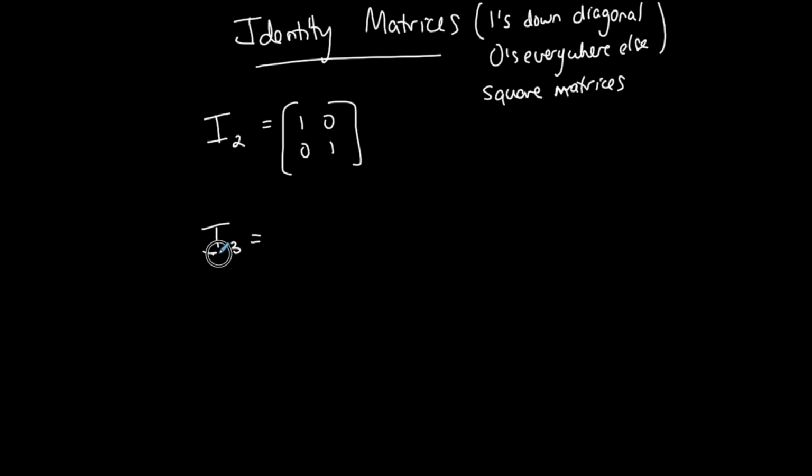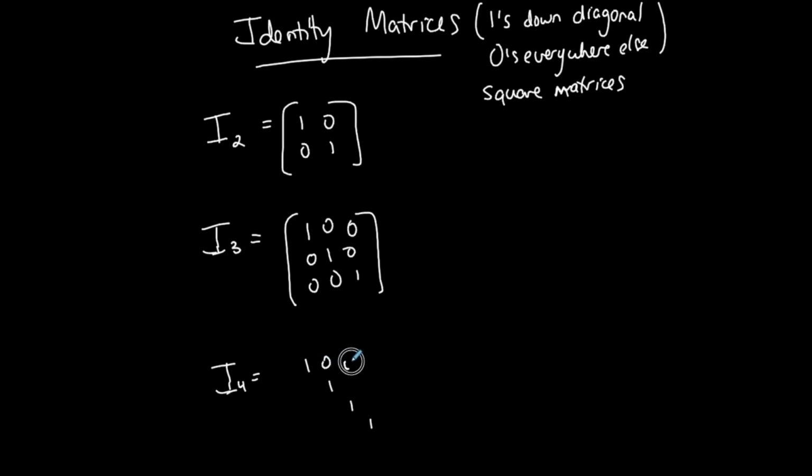And the identity matrix is used in different ways. You're going to see it again. But let's say I3, so this is a 3 by 3 matrix. Ones down the diagonal and zeros everywhere else. Okay, it has to be a square matrix. So I4 is the identity matrix, it's a 4 by 4 matrix. Ones down the diagonal and zeros everywhere else.